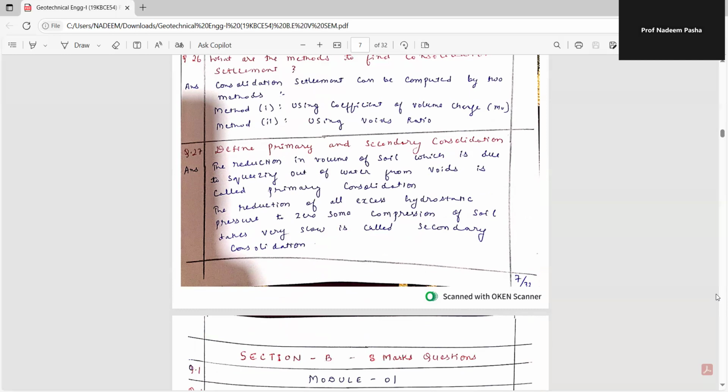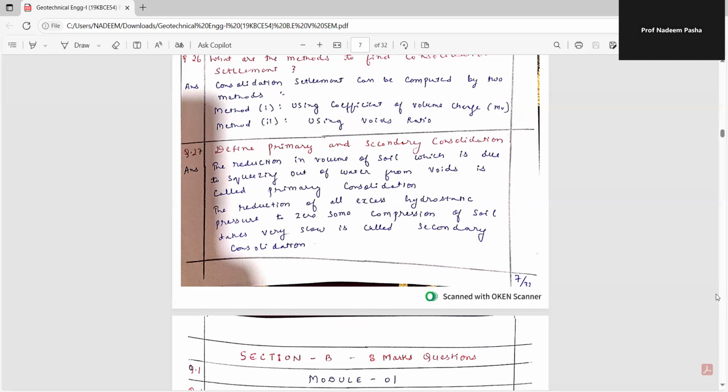So consolidation settlements can be computed by two methods. Number one is using coefficient of volume change. Number two, using voids ratio. So there are two ways you can find consolidation settlement. The first is coefficient of volume change, and the second is using voids ratio.